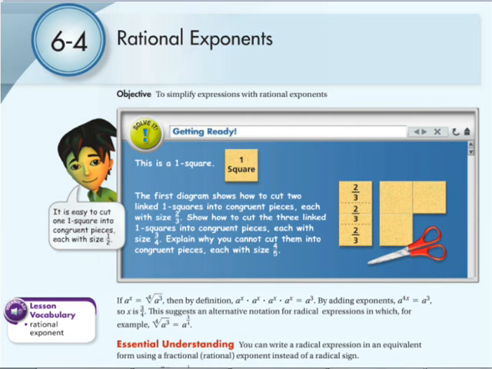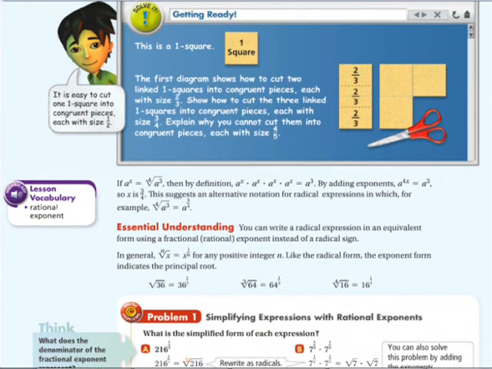All right, everybody, welcome to the notes on Chapter 6, Section 4. We're going to talk about rational exponents today. A rational is just a fraction, so we're really talking about exponents that are fractions, okay? Let's take a look right here.